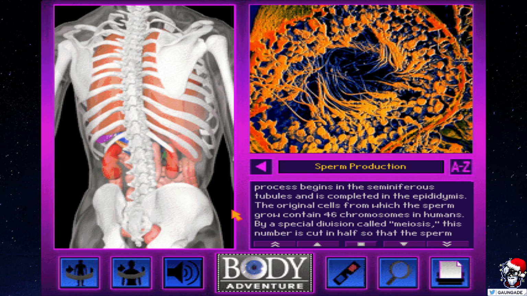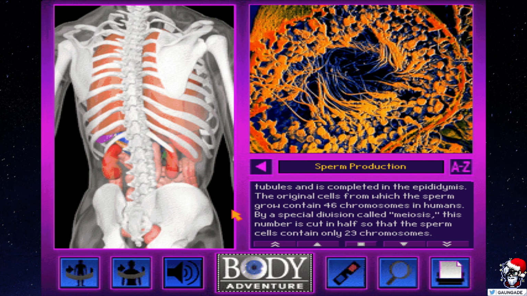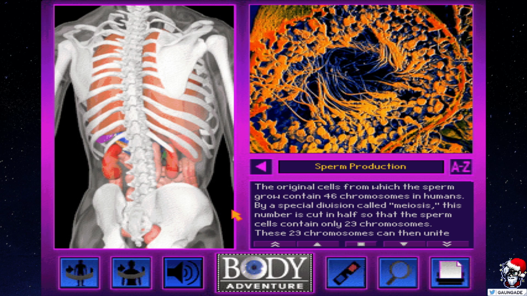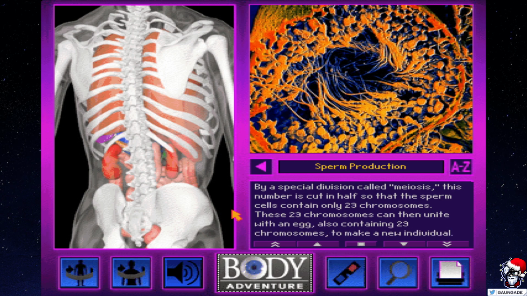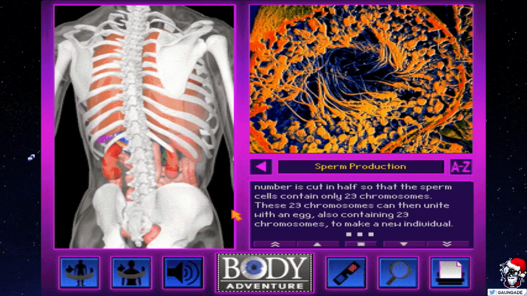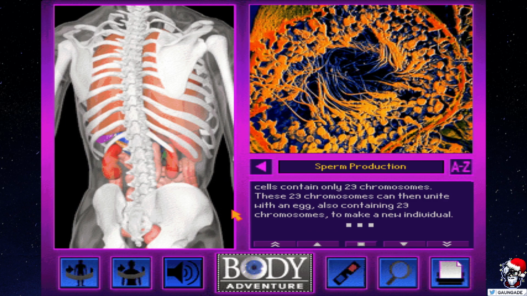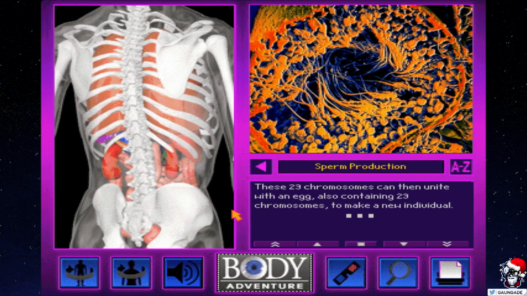The original cells from which the sperm grow contain 46 chromosomes in humans. By a special division called meiosis, this number is cut in half so that the sperm cells contain only 23 chromosomes. These 23 chromosomes can then unite with an egg, also containing 23 chromosomes, to make a new individual.